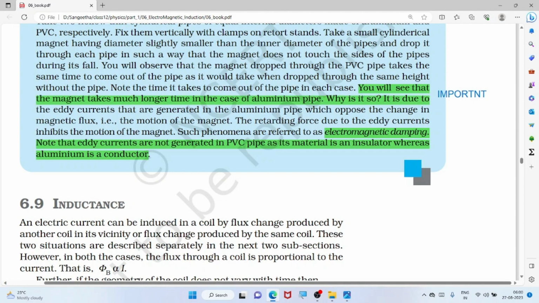When you throw a magnet inside the pipe, what will happen in the aluminum pipe and what will happen in a conducting pipe? They are comparing because of the difference. Electromagnetic, they may note that the eddy currents are not generated in the PVC pipe because they are not conductors. PVC pipe, no eddy current. The material is not a conductor, it's an insulator, whereas aluminum is a conductor. So aluminum conductor, eddy current is generated, but PVC pipe insulator, no eddy currents.